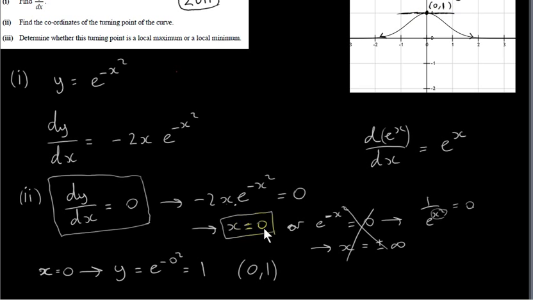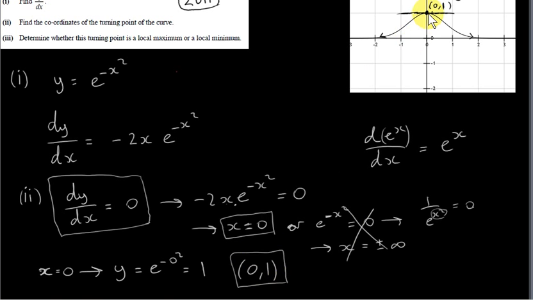Now, by the way, this is the only turning point, because as I said already, the points on the curve when x is plus or minus infinity are not true turning points. Basically, the tangent may be horizontal at x equals plus or minus infinity, but the curve doesn't actually turn again, even though the tangent is horizontal. So we ignore that case. There's only one turning point, essentially, and it's at (0, 1).